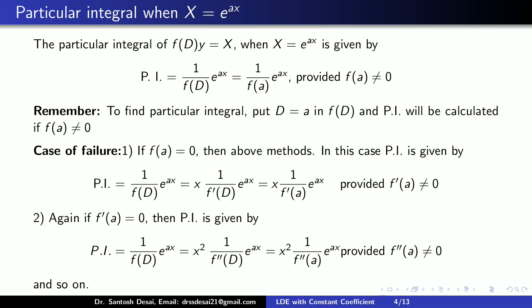So a very simple procedure is there to find the particular integral when capital X is equal to e raised to ax. You just remember the formula, PI is equal to 1 upon f of D e raised to ax, and the procedure is to put D is equal to a in f of D. If f of a is not equal to 0, then this is your particular integral, and if f of a is equal to 0, then you have to follow the procedure for the case of failure. Now let us consider the examples.